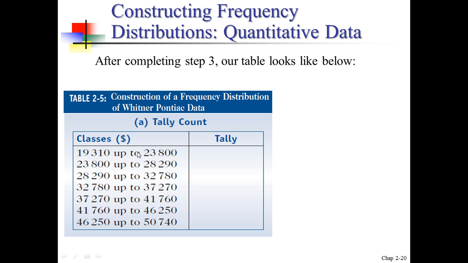I is 4,490, 4,490, 4,490, and up to the last one. From the lower limit of the first class to the lower limit of the second class is also I. The distance from the higher limit of the first class to the higher limit of the second class is also I. That's why you see this is I.